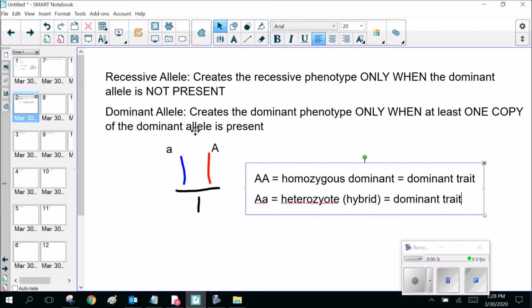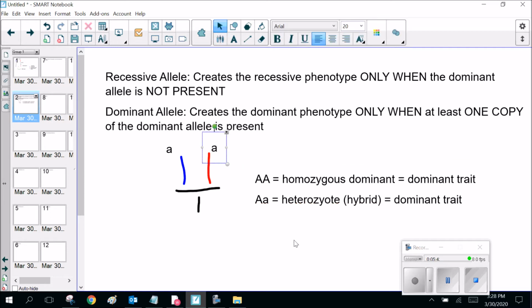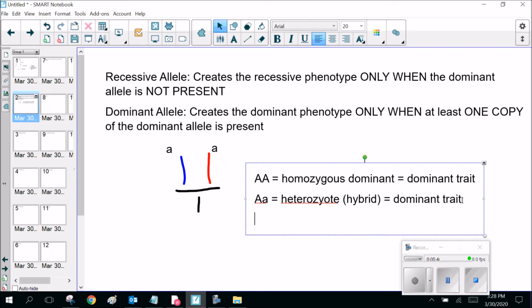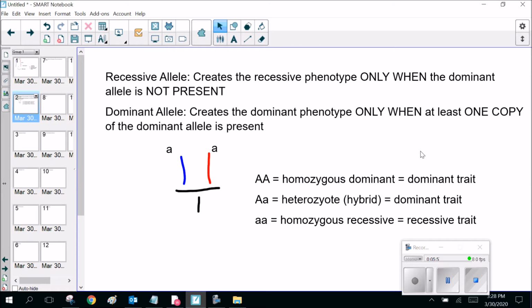Only one copy is needed. Or we could have the condition where both parents have the recessive allele, and in that case we're going to get that recessive condition, which is homozygous recessive, and that means that they're going to show the recessive trait or phenotype. Right, and so this is why certain organisms are going to appear to favor one parent over the other. They got a dominant allele from that parent or recessive or whatever, and they're showing it based off the combination.